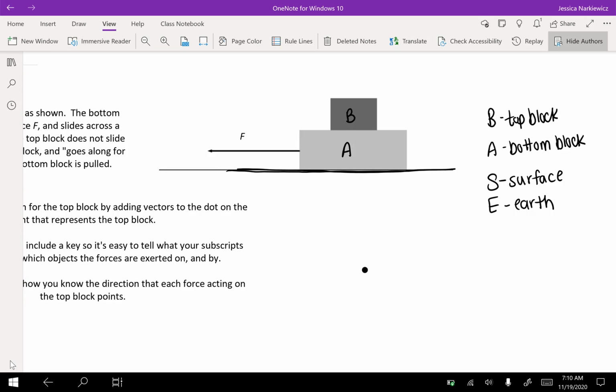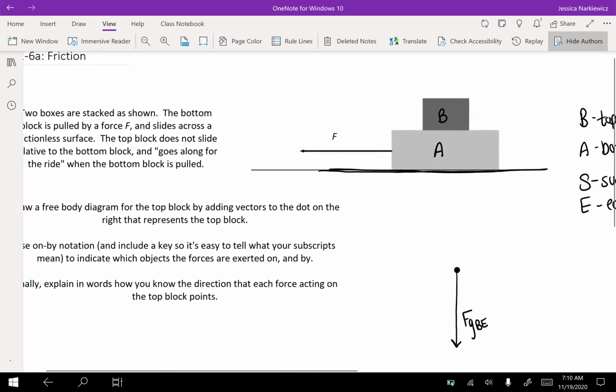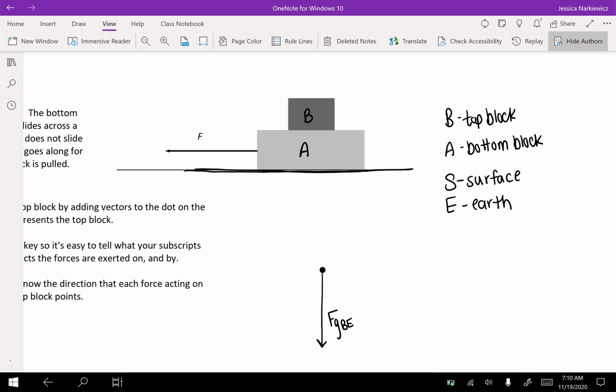So acting on block B, there's definitely a force of gravity on the block B by the earth, right? On by notation, on the earth by the block. We have a normal force, but it's not a normal force from the surface because B isn't on the surface. We have a normal force from block A. So we have a normal force on B by A.